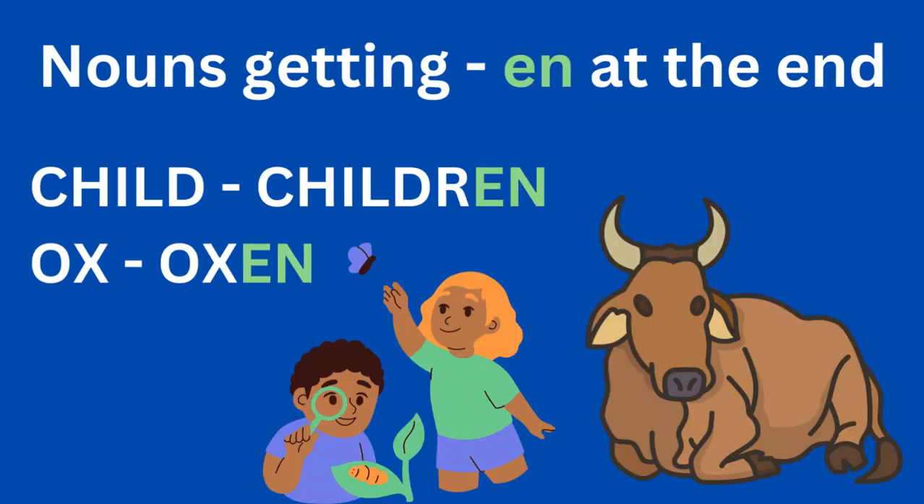Some nouns get the en ending instead of s. Like below. You can have one child or several children. Maybe two or maybe more. And a farmer can have one ox or several oxen. And you? How many children do you have?